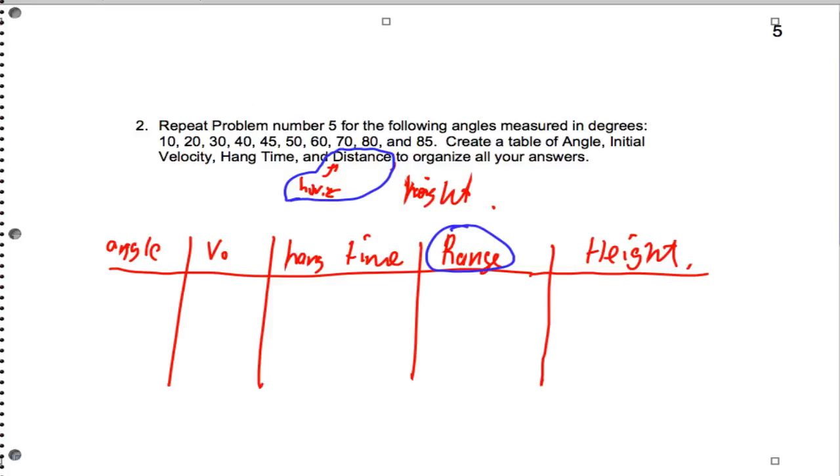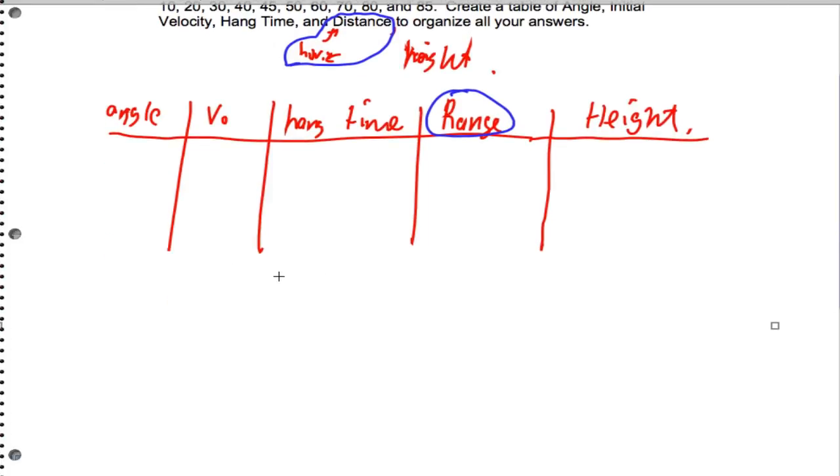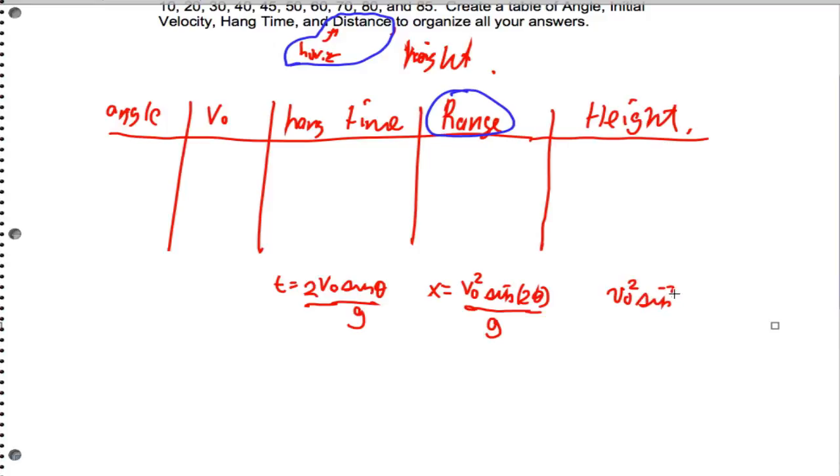And I want to remind you that we have some formulas here. For hang time, the formula that we derived is V naught sine of theta divided by g for the time going up. And then we double that to get the total hang time. And then for the range, we're going to have x equals V naught squared times the sine of 2 theta, divided by g. And then for the height, we're going to end up getting V naught squared sine squared theta all over 2g. That's the height.